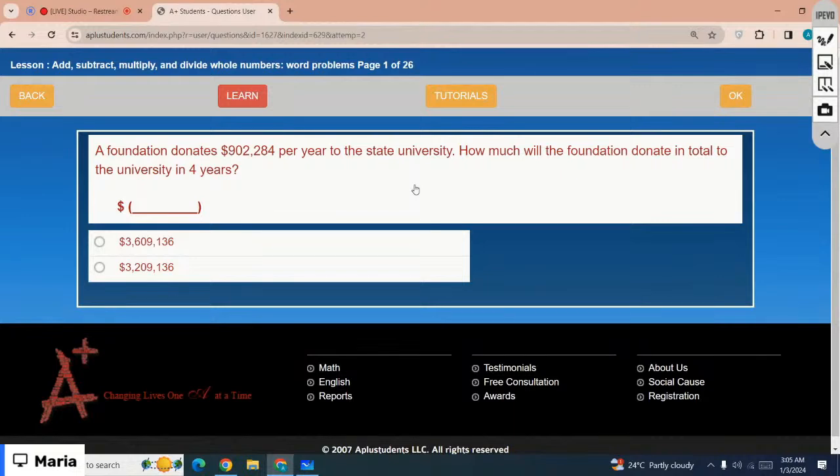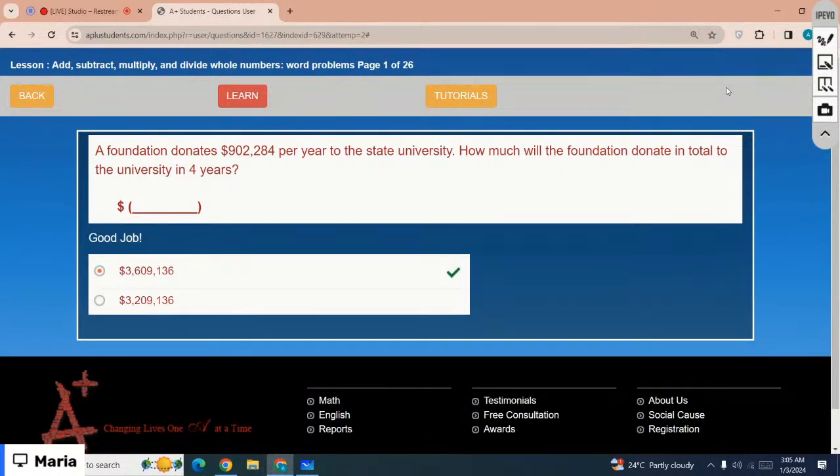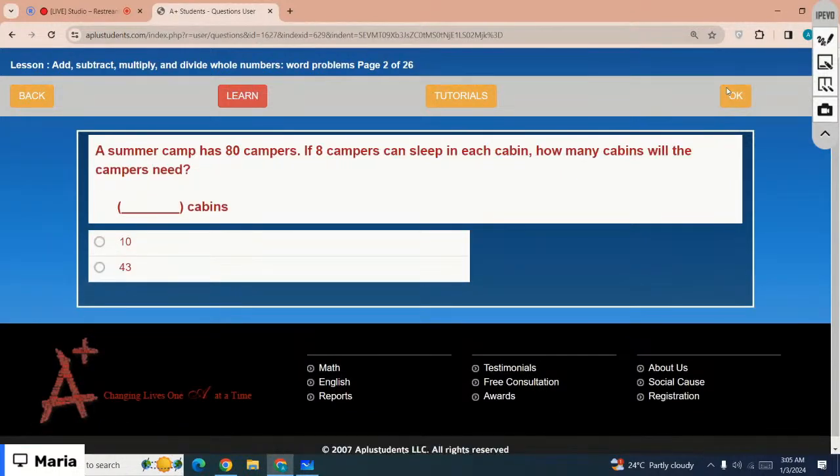So the correct option is option number 1, if I am not wrong. Yes, that is option 1. Okay, you have to tell me which operation we have to perform, right? Multiply, divide, whatever it is.